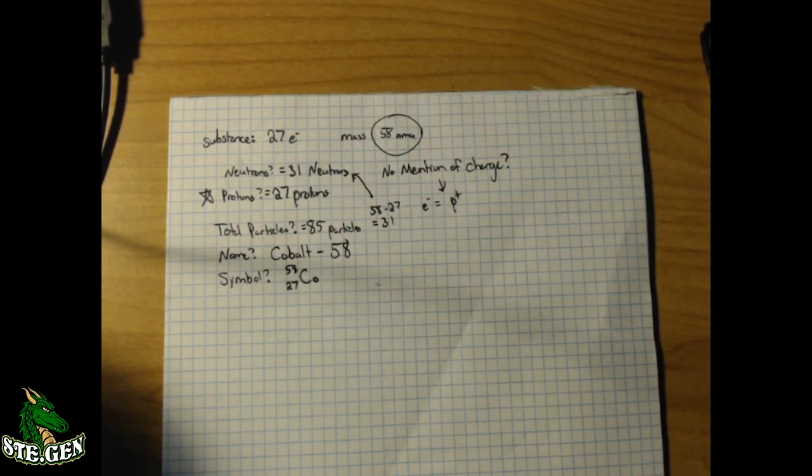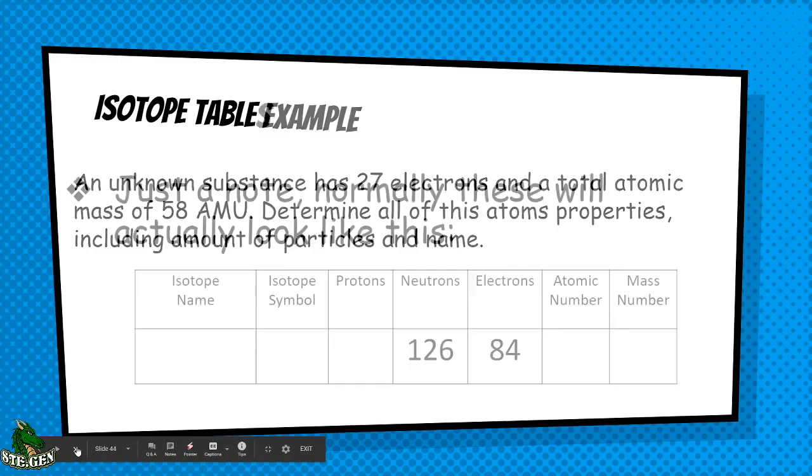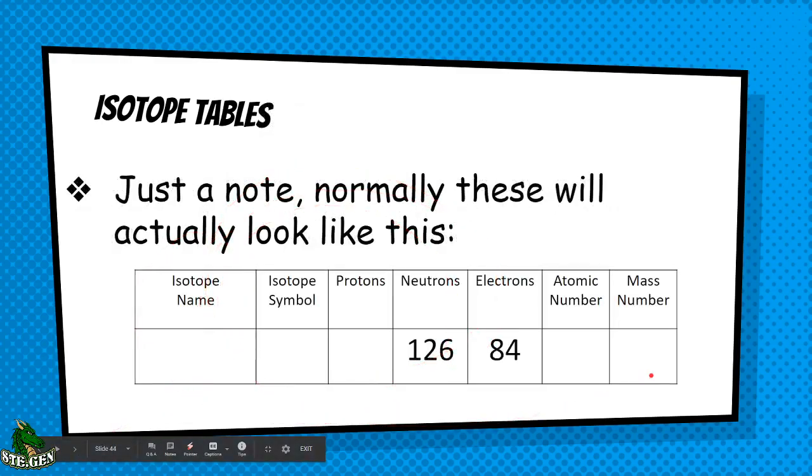Now, if we go back to the screen here, usually what I'm going to do for you is give it to you as a table like this. And if you've got a table like this, you can do things like, okay, 84 electrons must be equal to the number of protons because it doesn't mention charge, so that's 84 there. 84 would then also be the atomic number because protons equal the atomic number. 84 and 126 combine together to give me my mass, so add those together to get my mass, and then from there you can look up what 84 is on the periodic table to determine the name and the symbol.